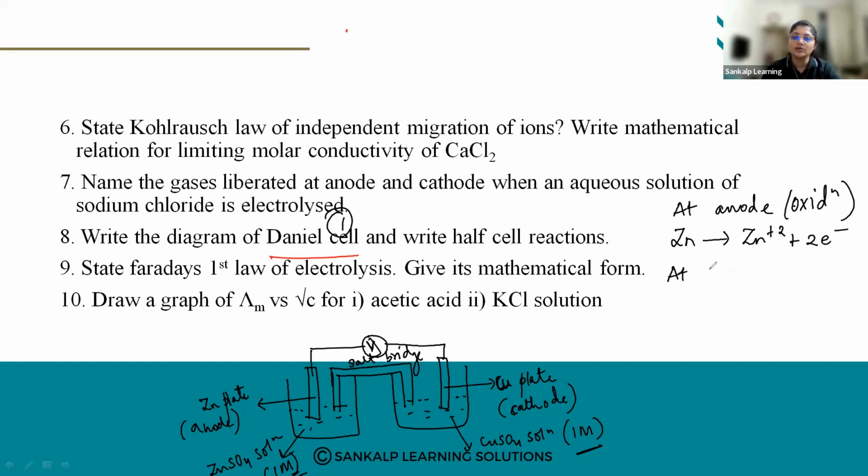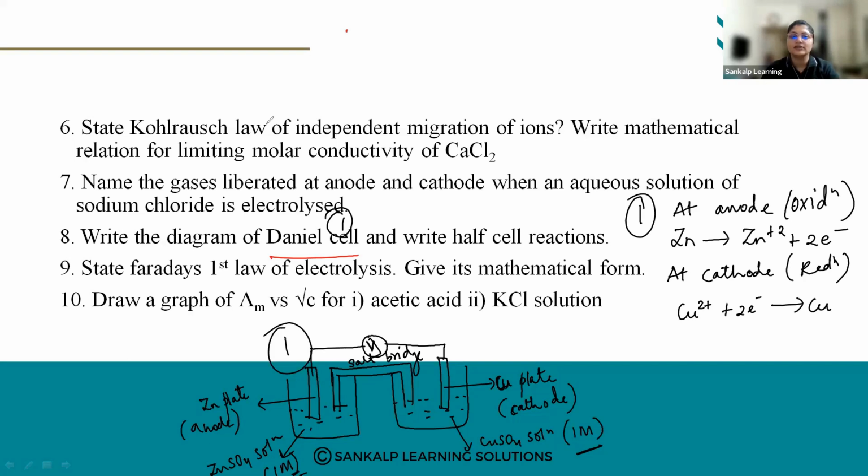Then at cathode, reduction takes place. There is gain of electrons, so Cu2+ plus 2 electrons gives Cu. This is the reaction. For the reaction, 1 mark, and for the diagram, 1 mark. Is it clear, students? Like this, for the diagram 1 mark, and for the half cell reaction 1 mark.